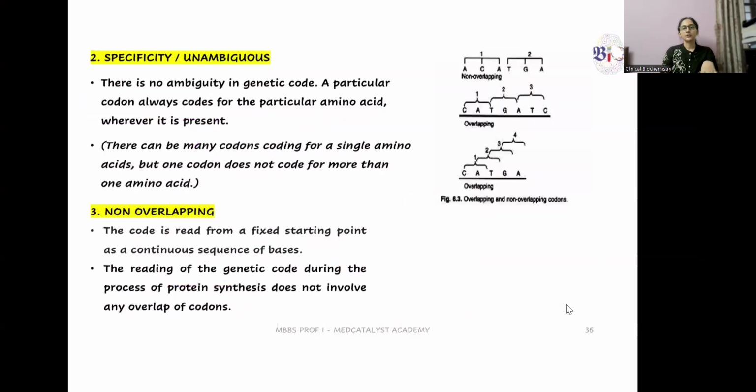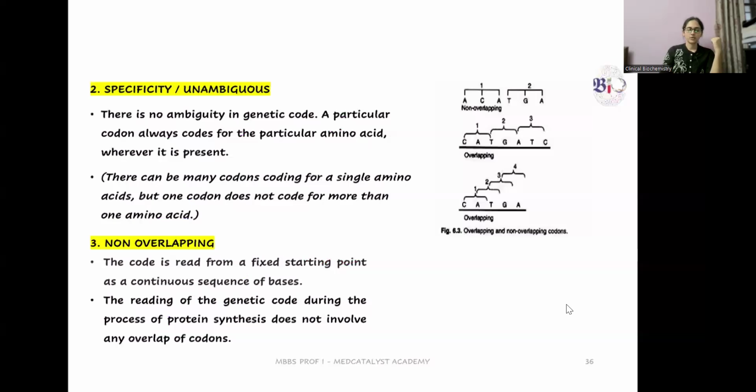Yes. So next we move on to the next characteristic of the genetic code. That is specificity. One second, guys.